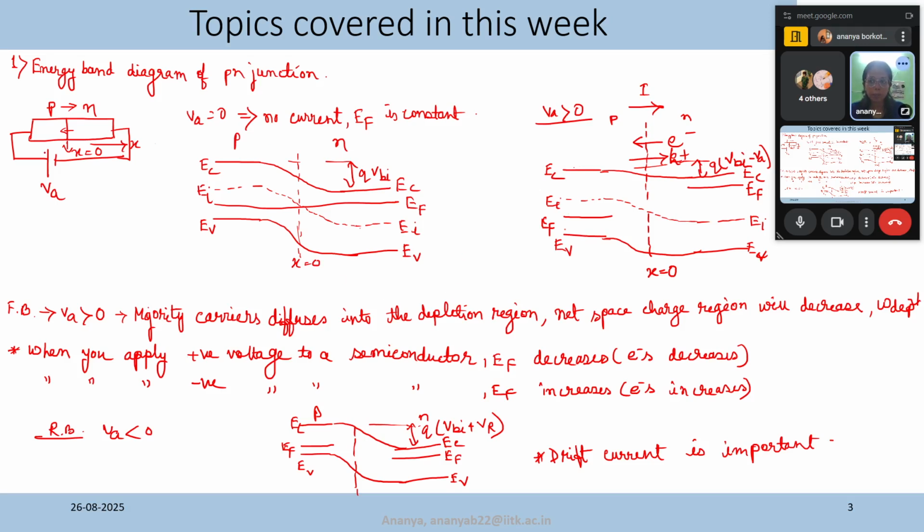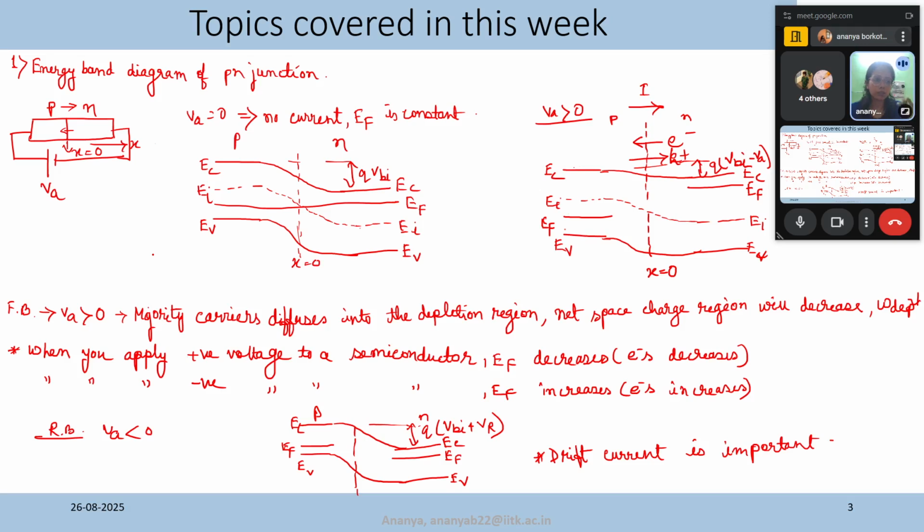We are applying negative bias here. The minority carrier holes will try to move in this direction. And in the p side the minority carriers will be electrons. Those will try to move towards the positive potential side, because in this case reverse bias VA will be negative. So that is why drift current is important.